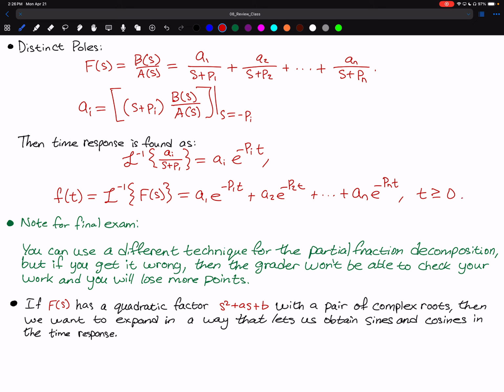And then just as a note for the final exam, you can use a different technique for finding the partial fraction decomposition, but if you get that wrong, which many of you did, then we're not going to be able to check your work and you're going to lose more points as a result of that. We won't be able to go and find your errors and figure that out. There's just simply too many of you for us to do that.